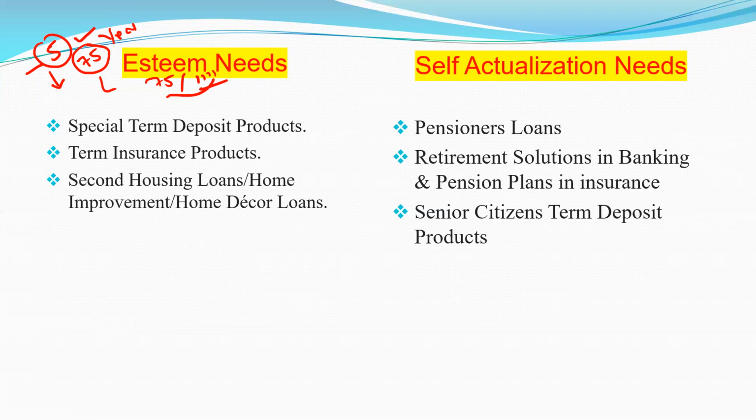The last one we have to discuss is self-actualization needs. That is, first one is pensioner loans. Second is retirement solutions in banking and pension plans in insurance, or senior citizens term deposit products. All these things come under the self-actualization needs.